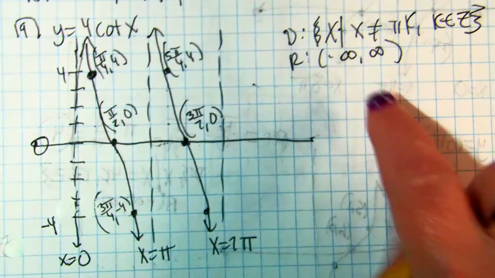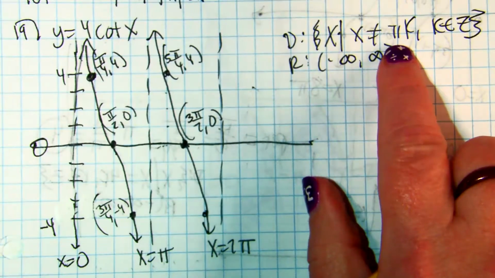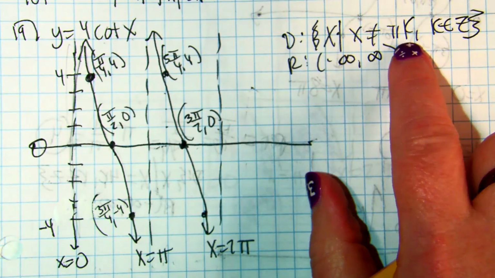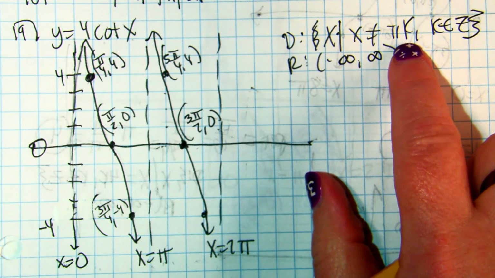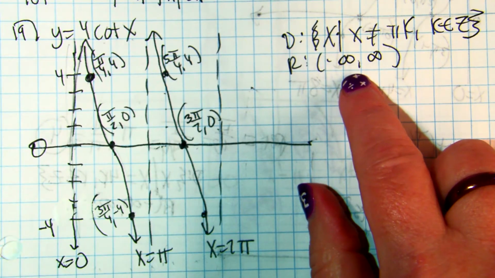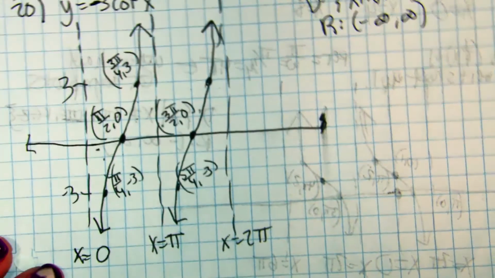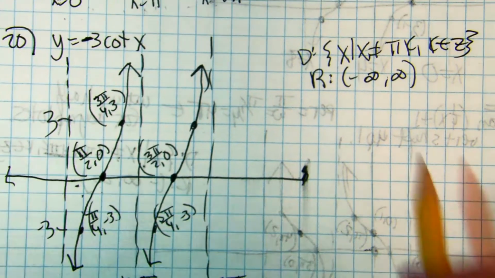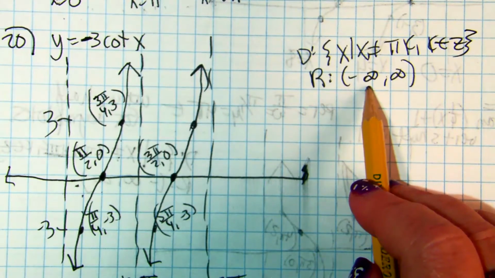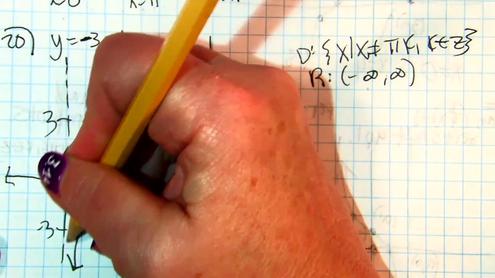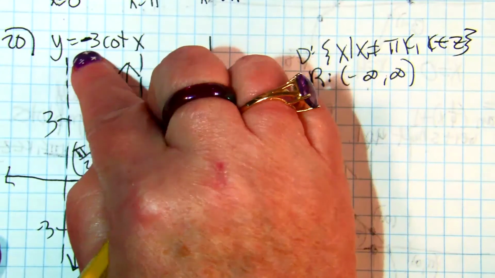And the domain is pi k, where k is an element of Z, the integers, because it's every pi. 0 pi, 1 pi, 2 pi, negative 1 pi, negative 2 pi, all the pi's. And the range is from negative infinity to infinity. For your graph number 20, the domain stays the same, so does the range. The y-axis is still an asymptote, but it says negative 3.